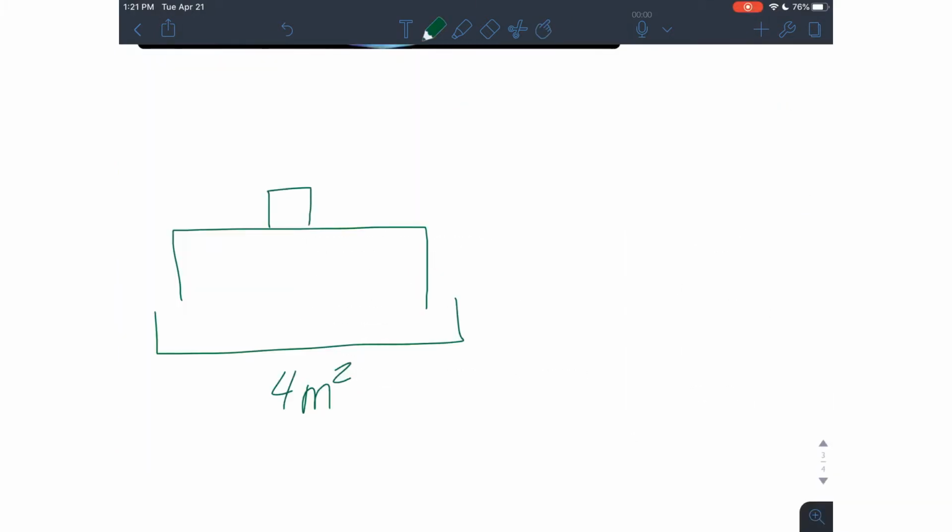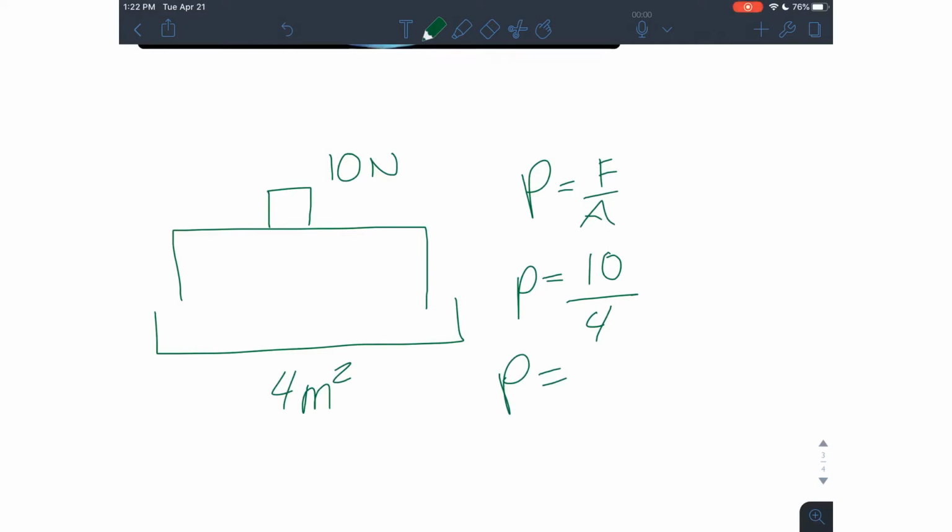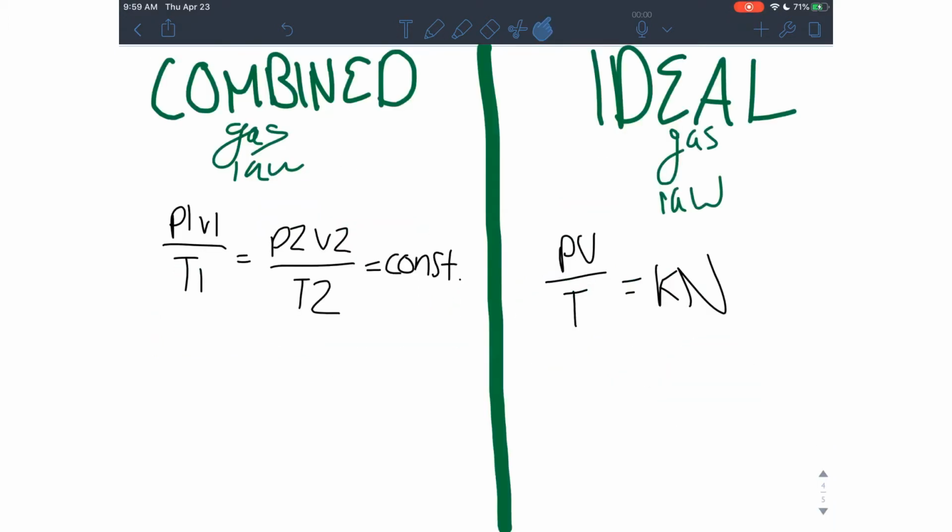So now we can put this in an equation. So let's say you have a table that's 4 meters squared and you set something on top of it that's 10 newtons. If P equals F over A, then P must equal 10 over 4 meters squared. So if you do the calculations on that, then you get 2.5 pascals. Don't forget the unit.